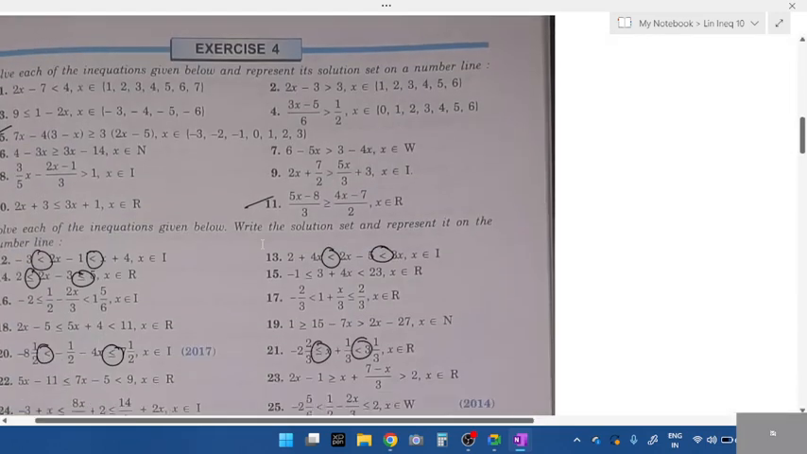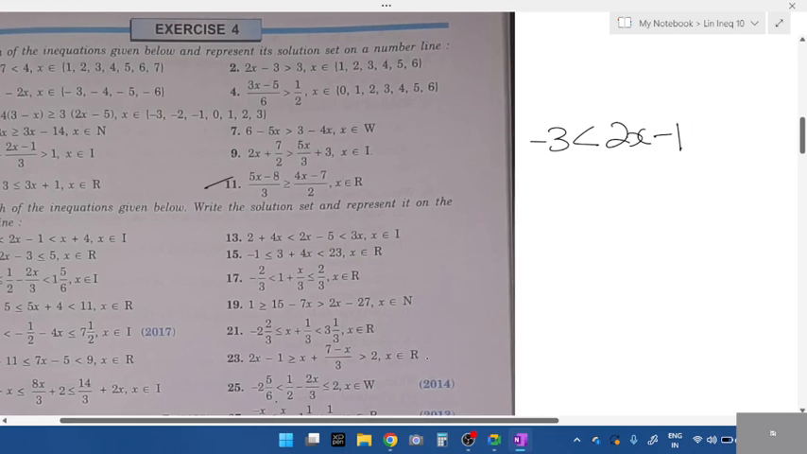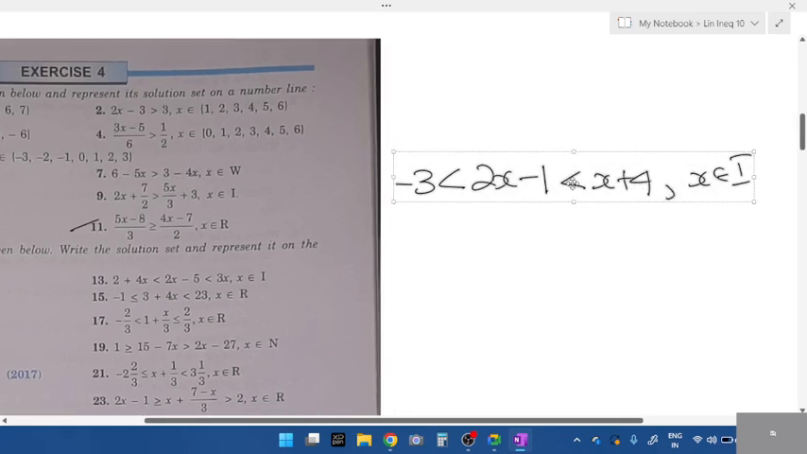Okay. Now one question where there are two inequations. Look at this question. Minus 3 less than 2x minus 1 less than x plus 4, where x belongs to integer, x belongs to I. The 5 minutes, I'll just complete this. I'll give two questions for homework.